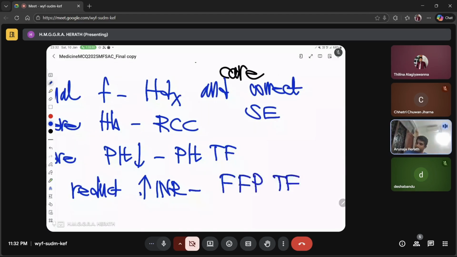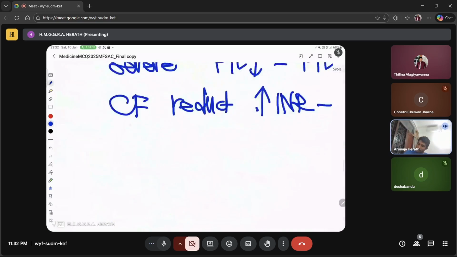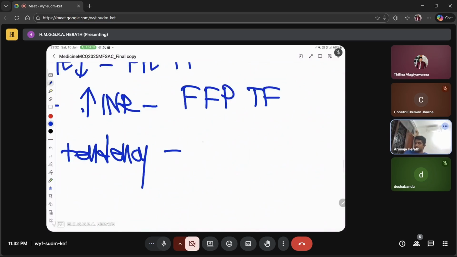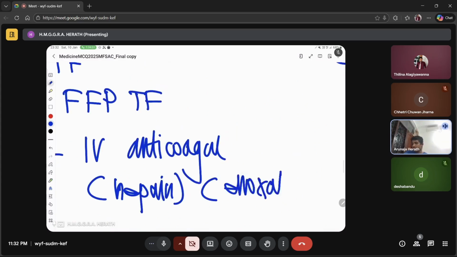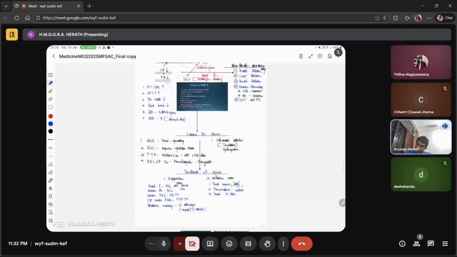Okay, and then if the patient is having a thrombotic tendency, in the sense that the patient has an increased risk of forming blood clots, you can give the patient IV anticoagulation with what? With IV heparin, right? Or if the patient can tolerate, we can give enoxaparin. This is the treatment of MAHA. This is the diagnosis of MAHA. And these are the causes of MAHA.